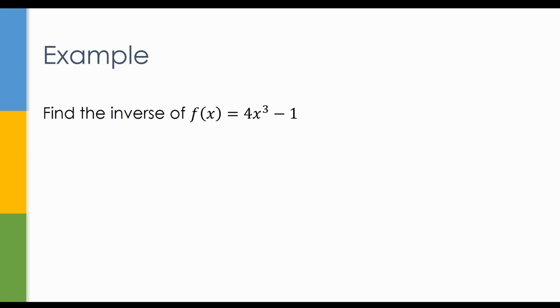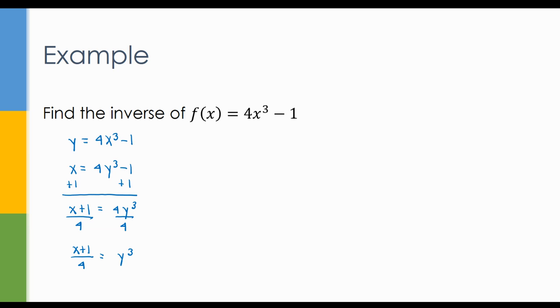Okay, same idea. We want to find the inverse for f of x equals 4x cubed minus 1. So once again, the first step is I'm going to replace f of x with the y. I'm then going to switch the x and the y around. And now I'm going to resolve for y. So I'm going to add 1. So x plus 1 now equals 4 times y cubed. I have to divide by 4 first in order to get that cube term by itself.